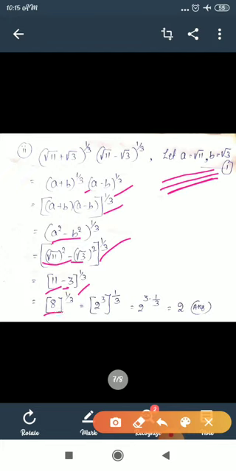8 to the power 1 by 3, and 8 means 2 cube, you can write it. And here this 3 and 3 will be cancelled out. What you got? 2 to the power 1, that is equal to 2. So question number 9 also over. Now just see question number 10.